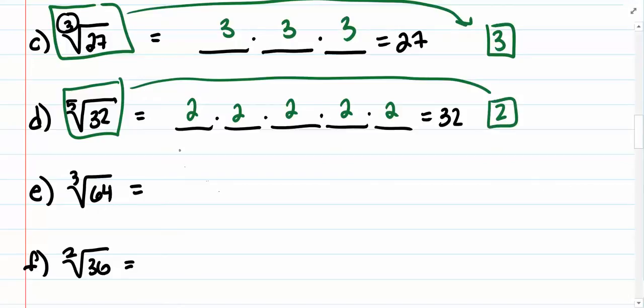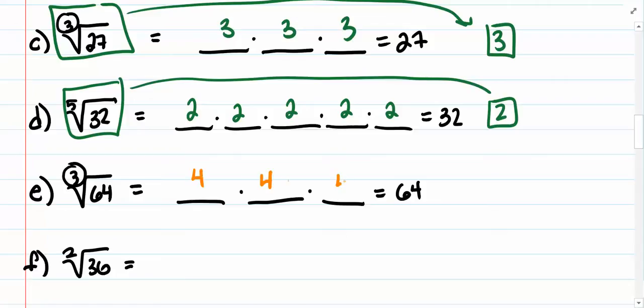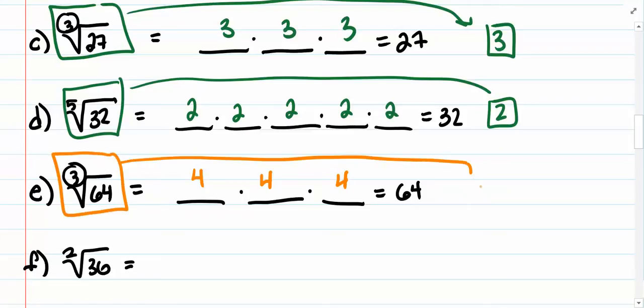This says the cube root of 64. It means a number by which I would multiply by itself the index amount of times, the index is the number 3, to give us a value of 64. What number would that have to be? Let's try the number 4. 4 times 4 is 16, 16 times 4 is 64. So the cube root of 64 is the number 4. Hopefully this is really sinking in for you.